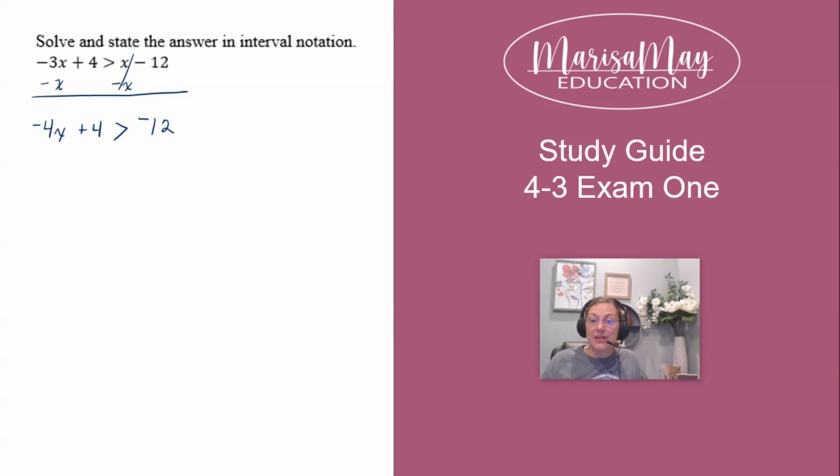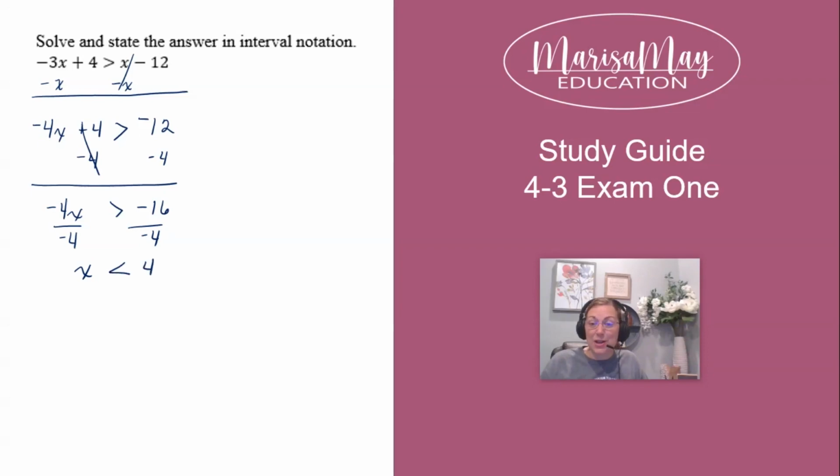Now let's solve it by subtracting 4 from both sides. I know to do that because I saw adding 4 in the equation, and I do the opposite to solve. So that gives me negative 4x, the 4's cancel, greater than negative 16. Now we do the opposite of multiplying by negative 4, which would be to divide by negative 4. And that gives me x is less than 4.